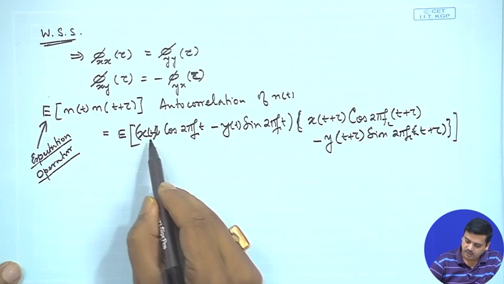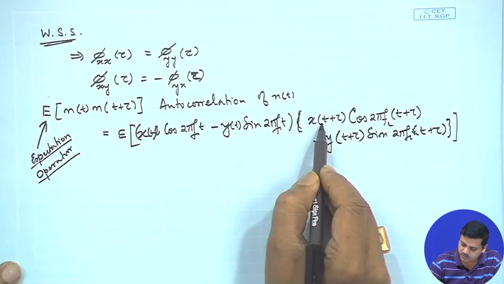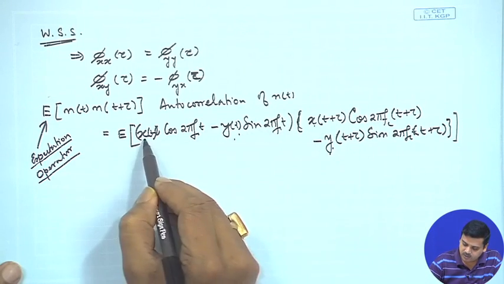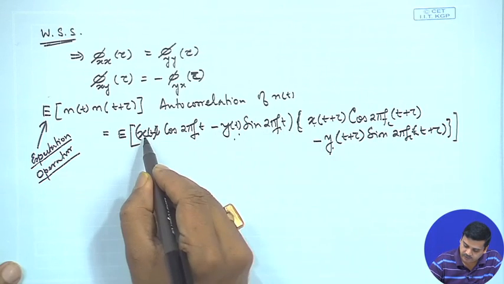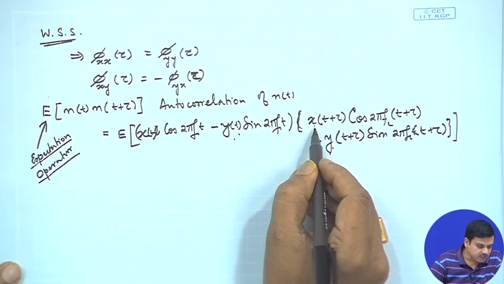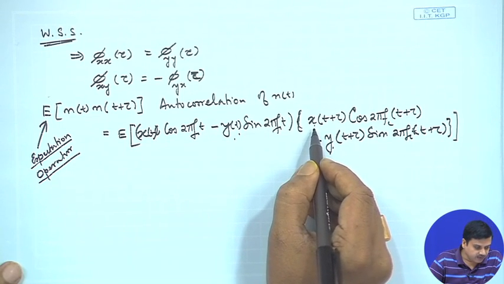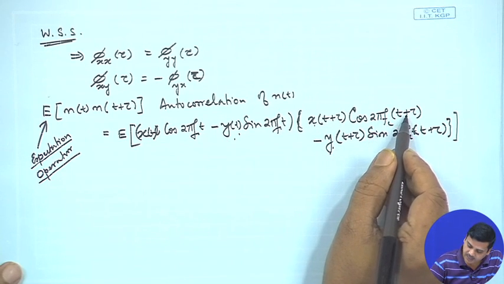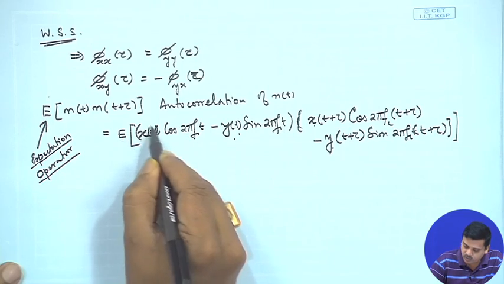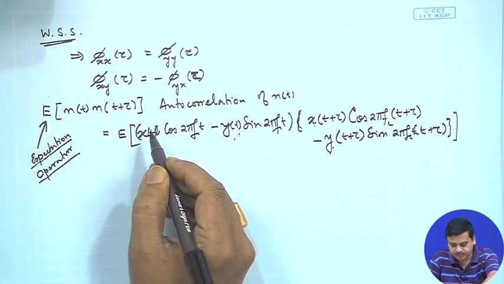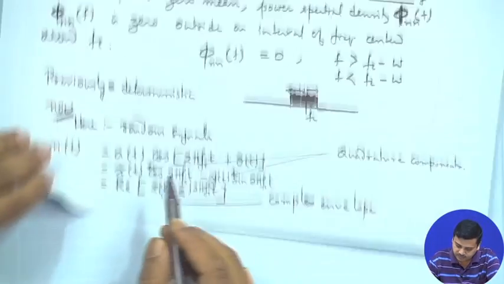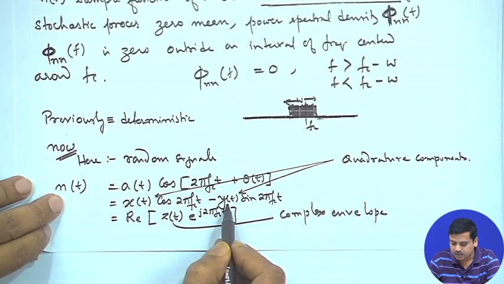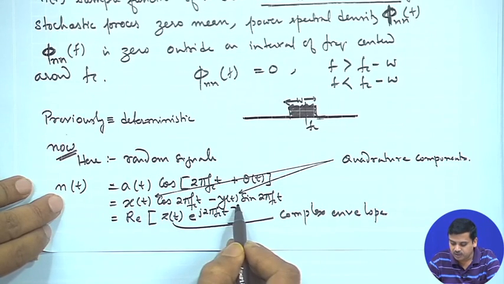This is what we have with us, and we are going to get an x with x multiplication, x with y, y with x, and y with y. When we have the x with x term, we are going to have x(t) times x(t plus tau), and along with that cos of 2 pi f_c t and cos of 2 pi f_c (t plus tau). This expectation operator would work on x(t), because x(t), as we see here, is the component of noise in the I phase, and y(t) is along the Q.